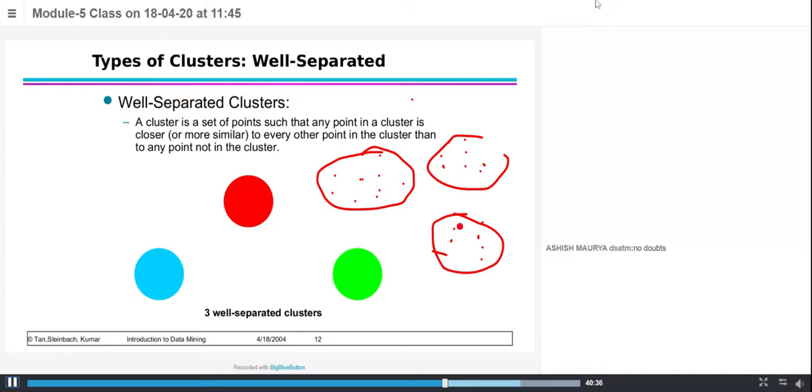It means similar objects are present in one group, and dissimilar objects are present in another cluster. So this is an example. We have 3 well separated clusters here. A cluster is well separated if similar objects are in one group and dissimilar objects in another. Whatever objects are present in this group don't have any similarity at all with the objects present in that group. That's why we say it's a well separated cluster.